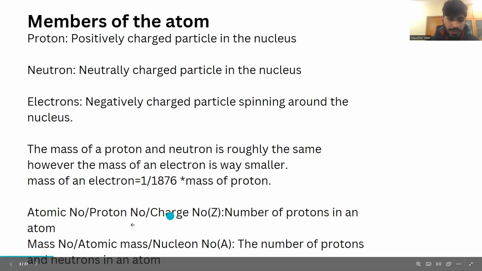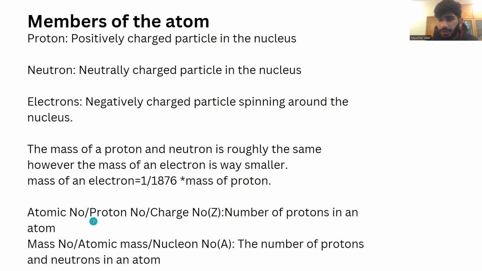So by that logic, this proton number, this charge number, or this atomic number also gives you the number of electrons that are inside of that element. The second number that you need to be aware of is your mass number, atomic mass, or nucleon number. This is also given the symbol A, and this is just the total number of protons and neutrons inside of an atom. So if they tell you that this is the A number, your mass number, your atomic mass number, you should be aware that they're referring to the total number of protons and neutrons inside of an atom.